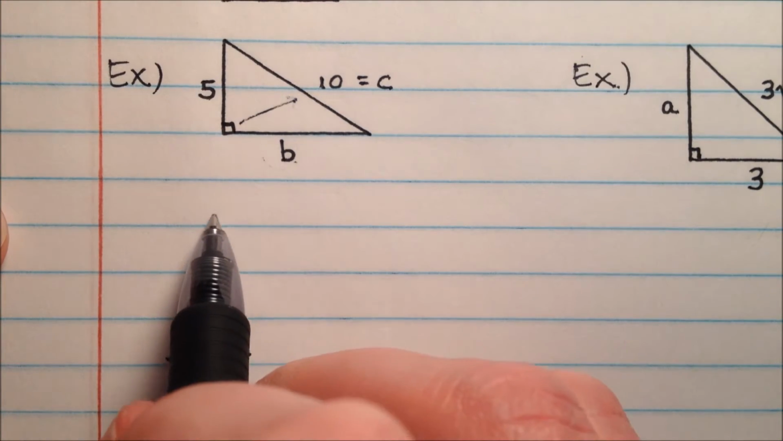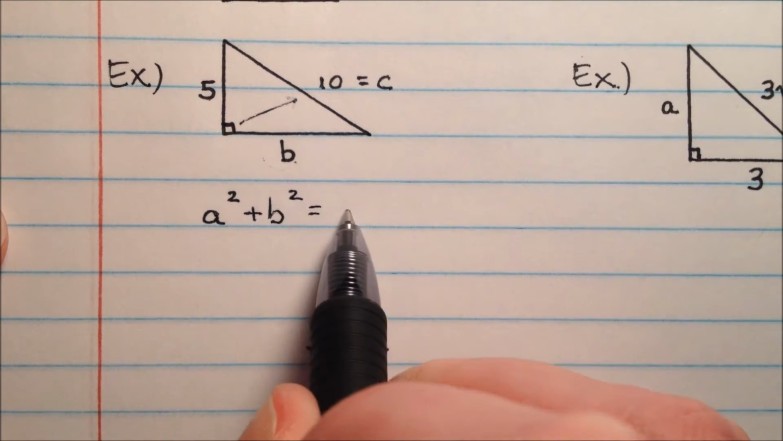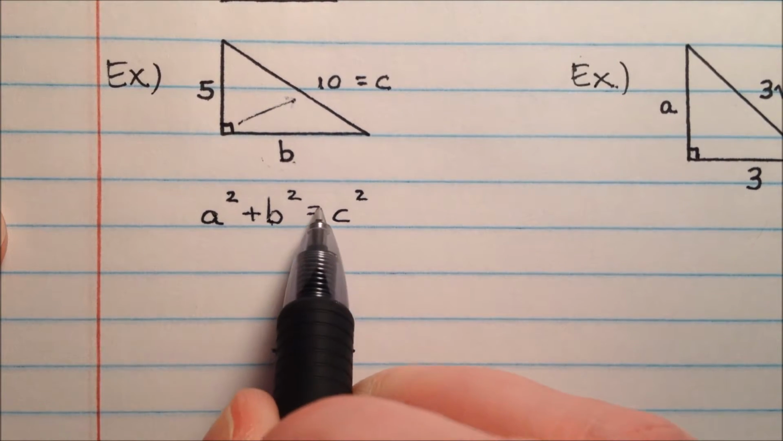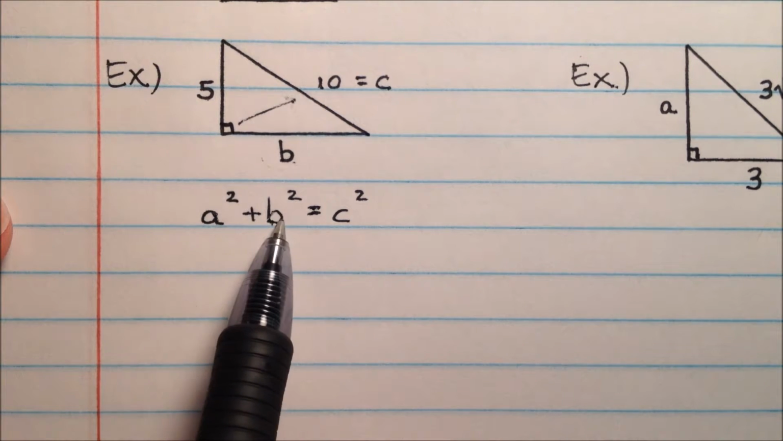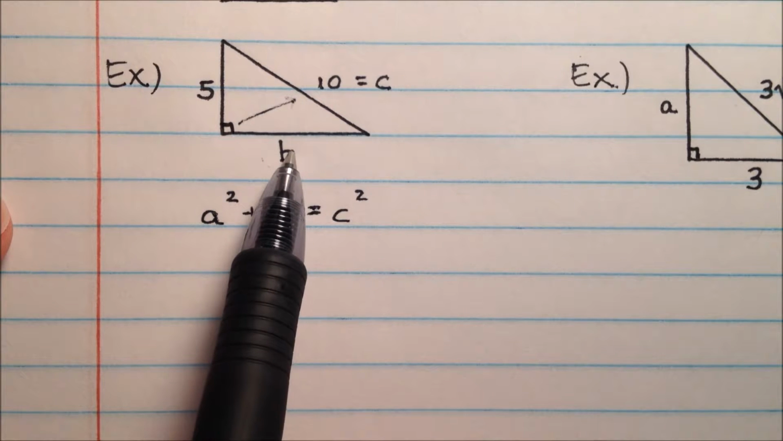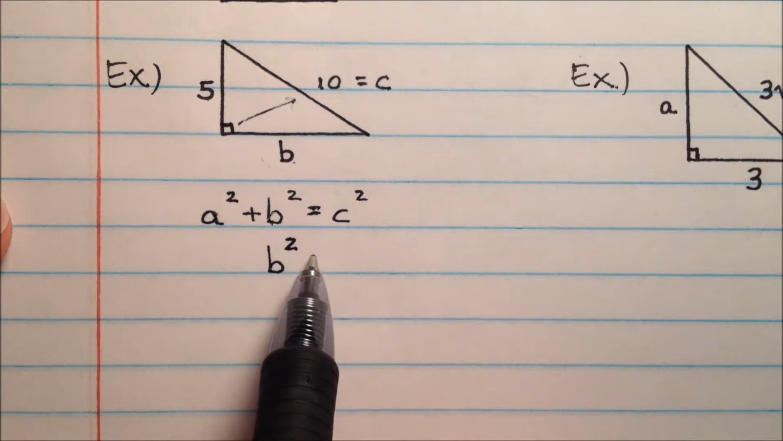Okay, well, no different than before. We're going to start with a squared plus b squared equals c squared, because we're dealing with a right triangle. Okay, and let's put in our values. A and B are going to be the legs, and B right here is already our unknown, so I'll just stick with our B right there.